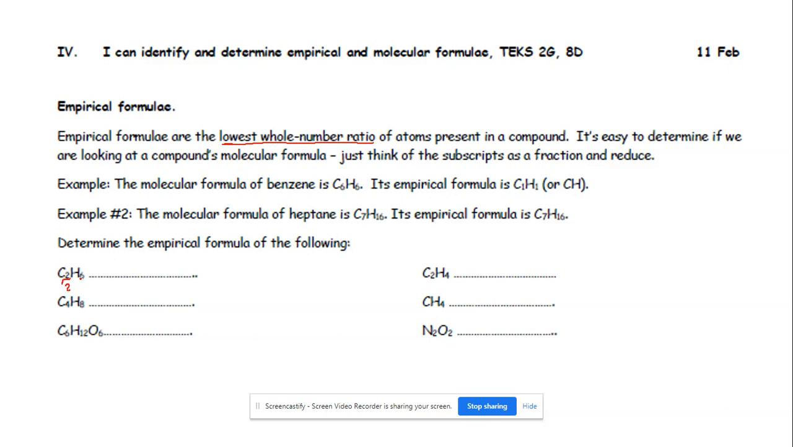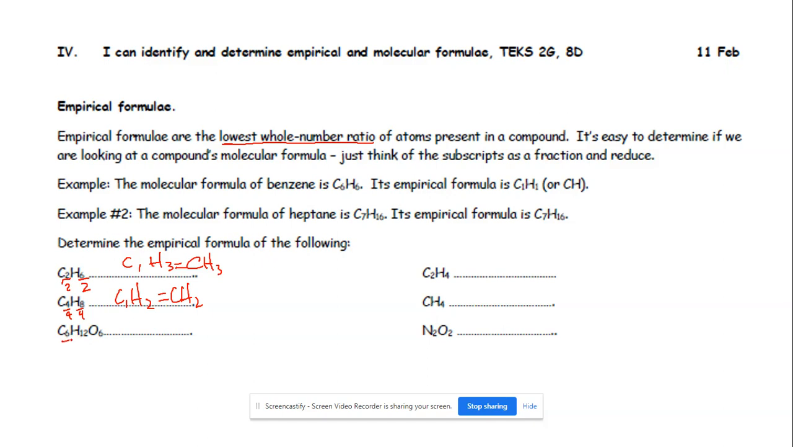Divide both of those subscripts by 2. 2 divided by 2 is 1. 6 divided by 2 is 3. So our empirical formula, C1H3, and of course you don't have to draw the 1, so CH3 would also be a good answer. 4 and 8, we can divide those both by 4. So we get C1H2 or simply CH2.